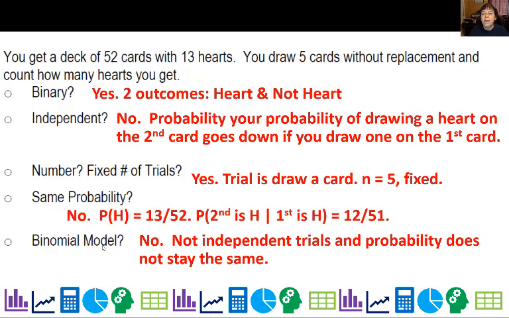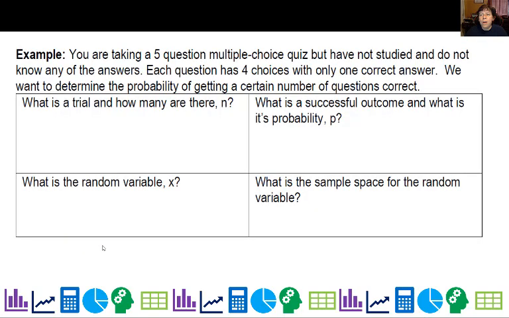So here I can say, hey, look, probability of a heart on the first card is 13 out of 52, right? But what's the probability the second card is a heart given the first one is a heart? Well, I only have 12 hearts left out of 51. So here we're dealing with more than 10% of our population. We're affecting it, and the probabilities do change.